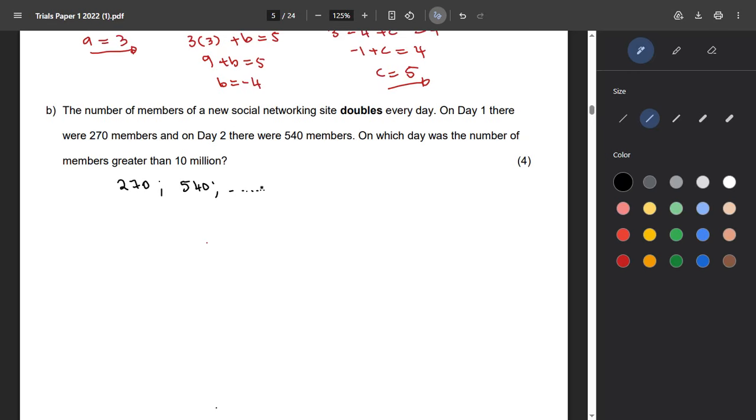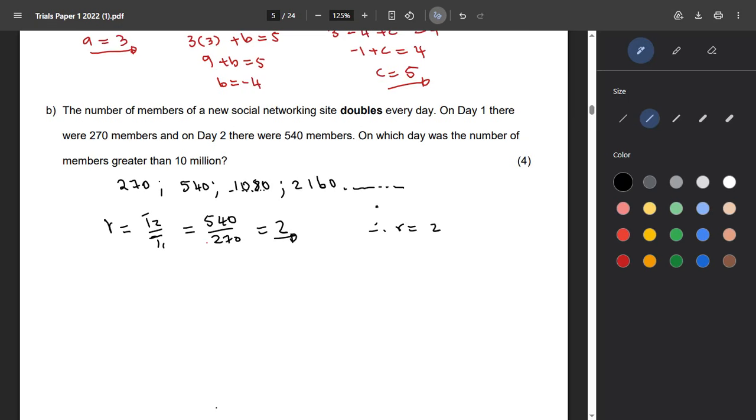They double. So if I have 540, what will be on day 3? 1080, because you just take the 540 and multiply that by 2 because they double. So the next one will be 2160, and so on. So this is your sequence. When the sequence is doubling like this, it tells you that you have a common ratio. Your r is T2 over T1. So 540 over 270, which gives us that 2 you were multiplying with. Therefore, your r is 2.